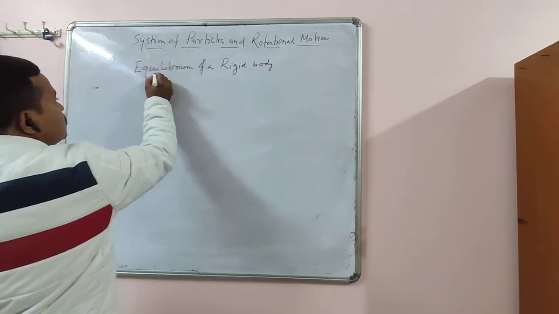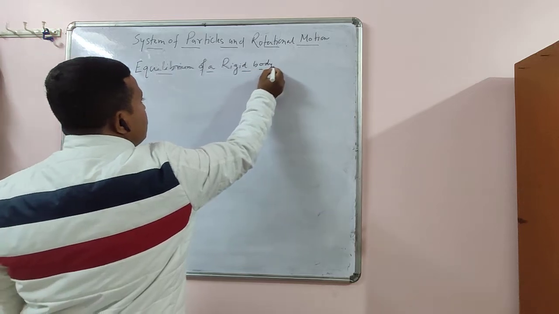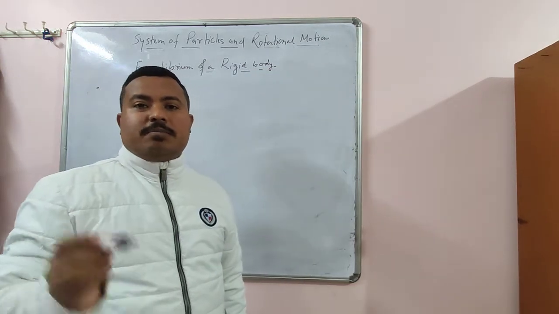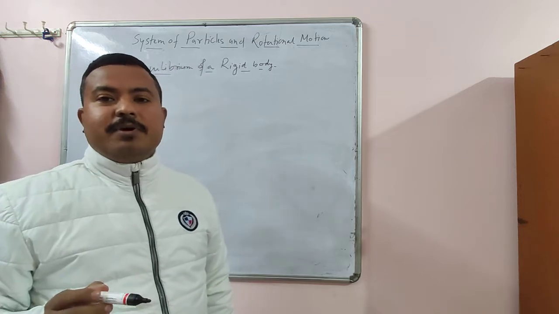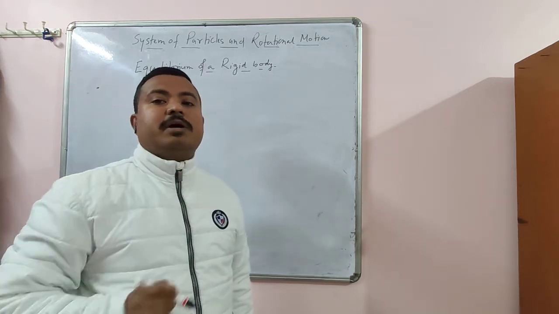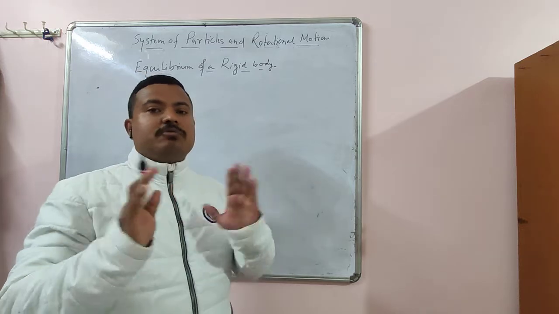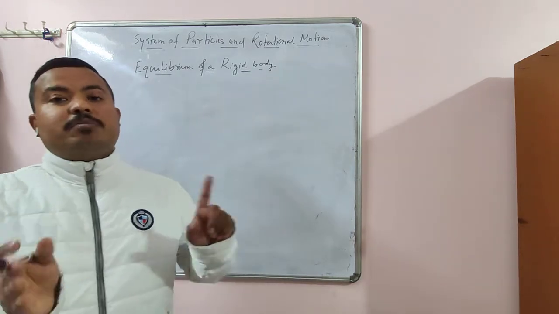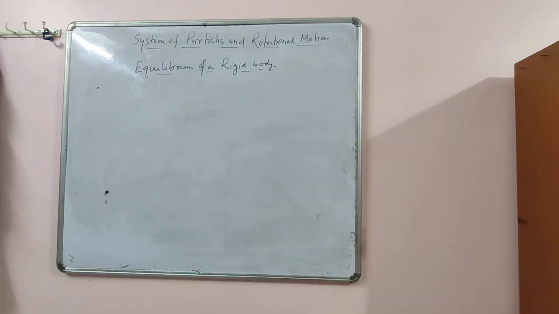Now in the laws of motion chapter you have learned about equilibrium of a particle. Equilibrium of a particle means what? A particle is said to be in equilibrium if the net force acting on the particle is zero. That is, the total force acting on the particle is zero. That is the condition of equilibrium of a particle. Now here I will explain equilibrium of a rigid body.